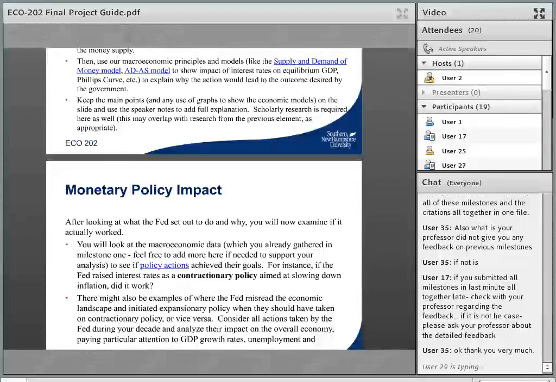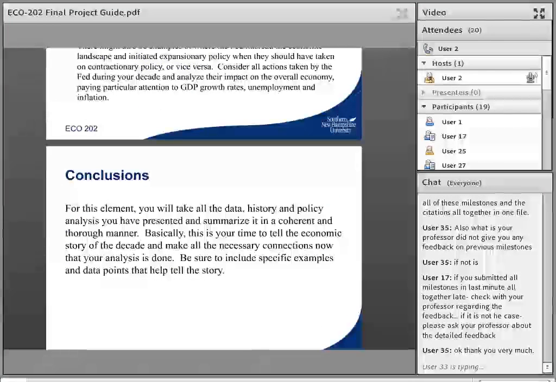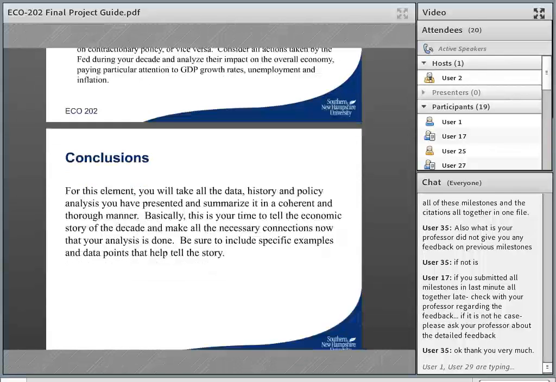And then you also asked, what if your professor did not give you any feedback on previous milestones? I would follow up with your instructor on that. Without seeing it myself, it could just be that maybe you did a good job and they didn't feel they needed to give you any pointers, but I don't want to make that assumption without seeing anything. So if you feel like you didn't get any feedback, I would shoot your instructor an email, maybe even include your advisor to get some clarification. You're welcome.